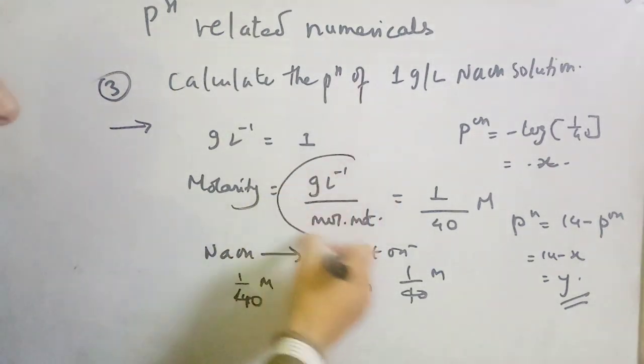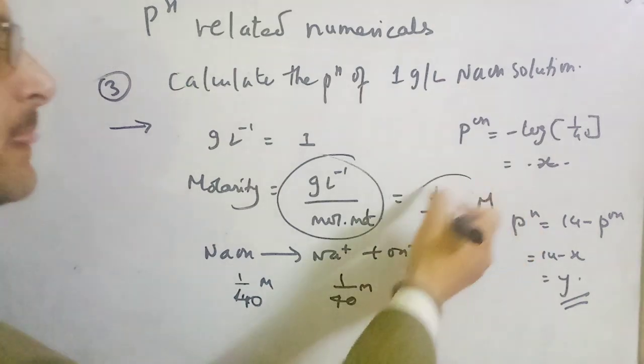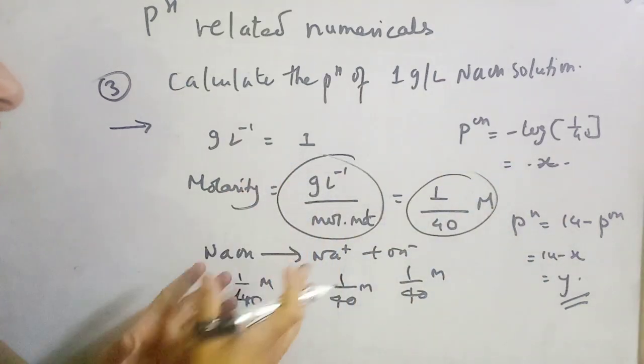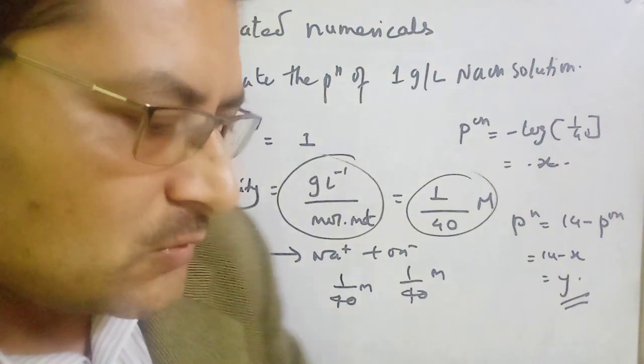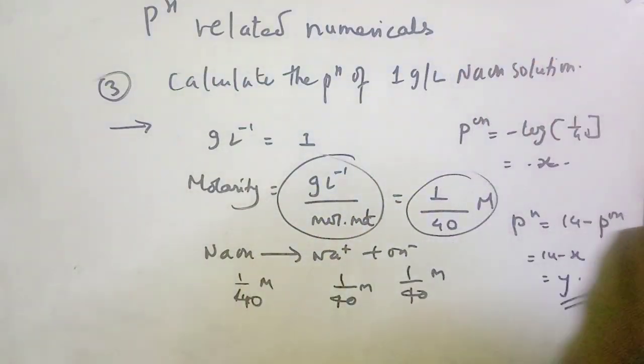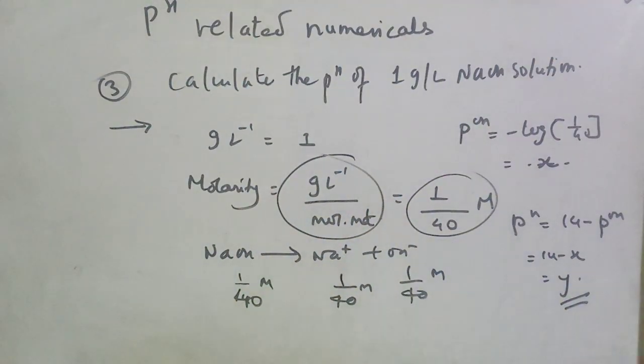So gram per liter must first be converted into molarity. Once you convert into molarity, then you can easily solve how to calculate pH. So in this way you can calculate the pH of NaOH solution when gram per liter is given. This is number third.